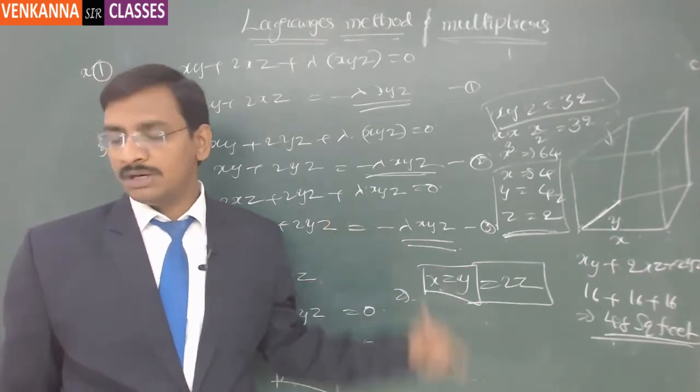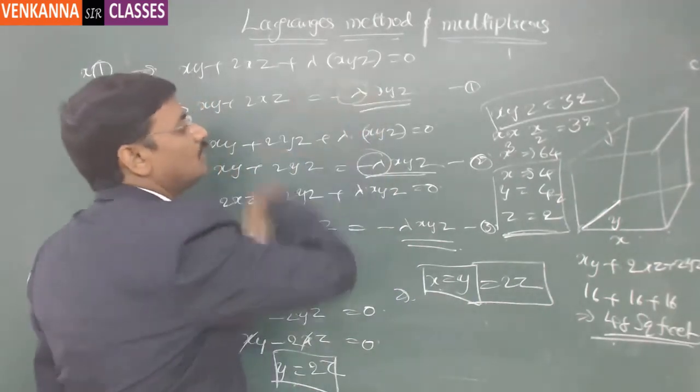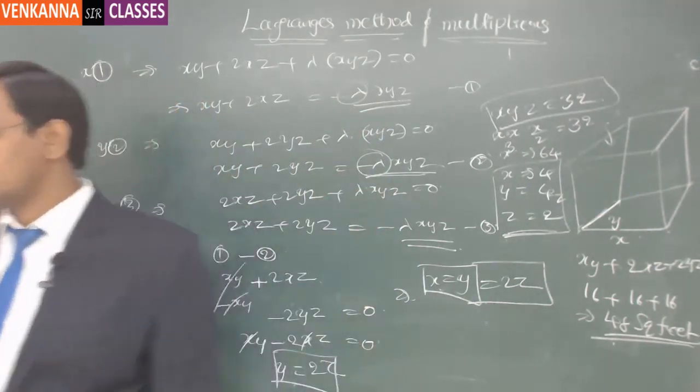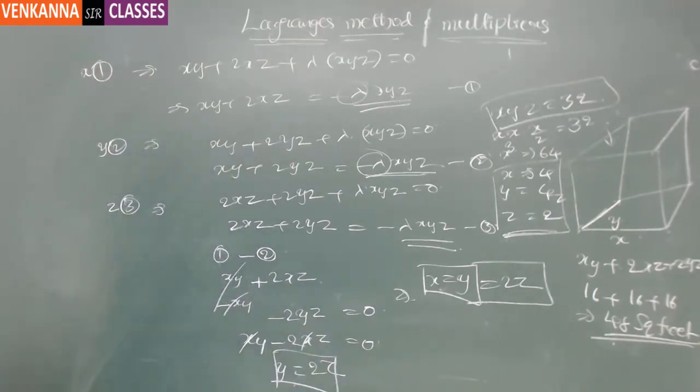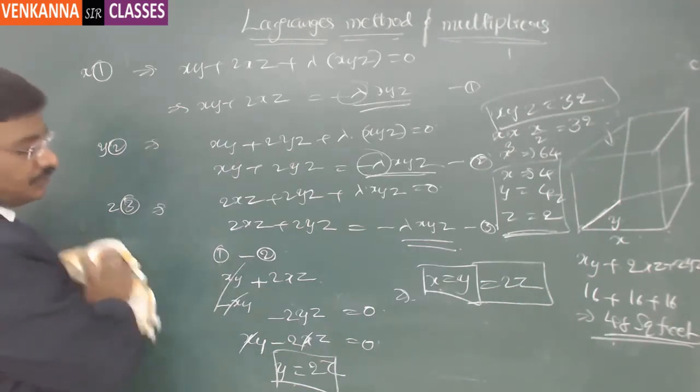If you notice one important aspect, this lambda value, I didn't even try to find the value of it. I just avoided it in between. Got it? So that you need to consider. We have avoided it in between. That's why this is an undetermined coefficient for us. Note it down.